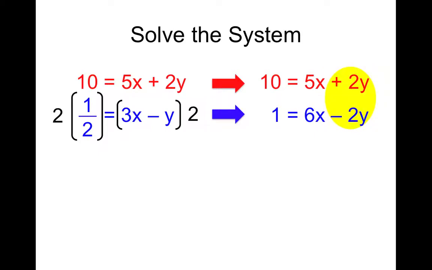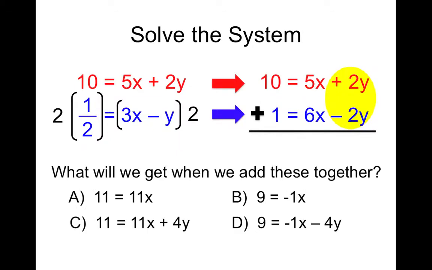Now, when we add the two equations together, the left sides and the right sides, we'll eliminate the y's because the 2y and the -2y add up to 0 y's. So what are we going to get if we add these two equations together? On the left, 10 plus 1 is 11, and on the right, 5x and 6x adds up to 11x. The 2y and the -2y add up to 0 y's, so we don't have to write that.